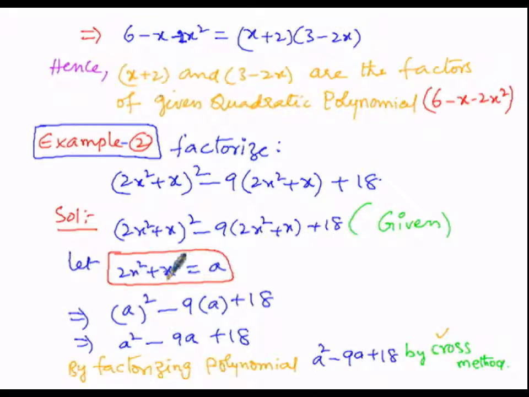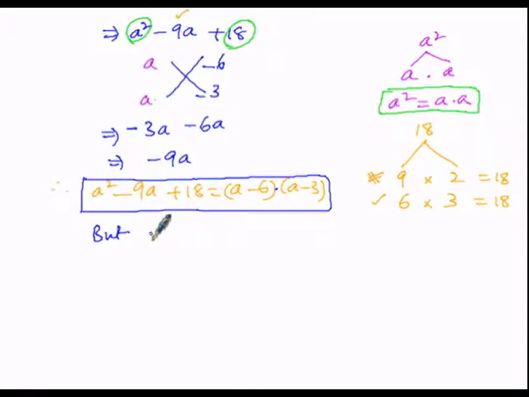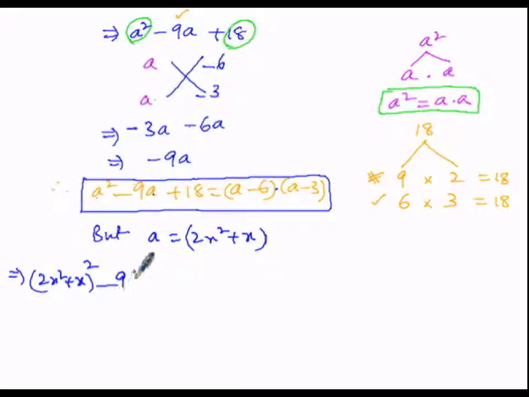So now we are going to replace a by means of 2x squared plus x. That implies a squared is (2x squared plus x) whole squared, minus 9 into a, where a value is nothing but 2x squared plus x. So here a equals 2x squared plus x is our assumption, which we have made in the beginning.